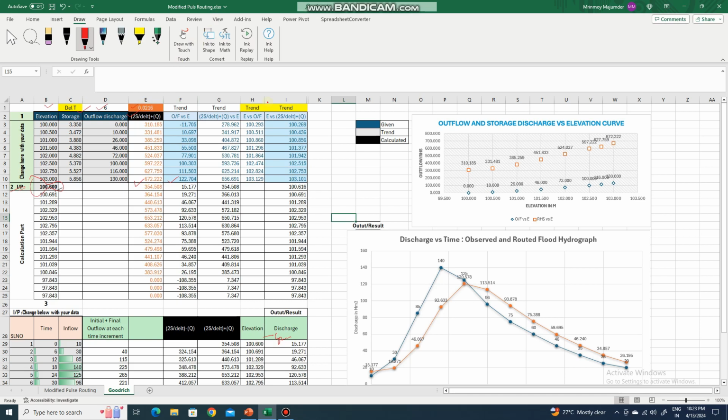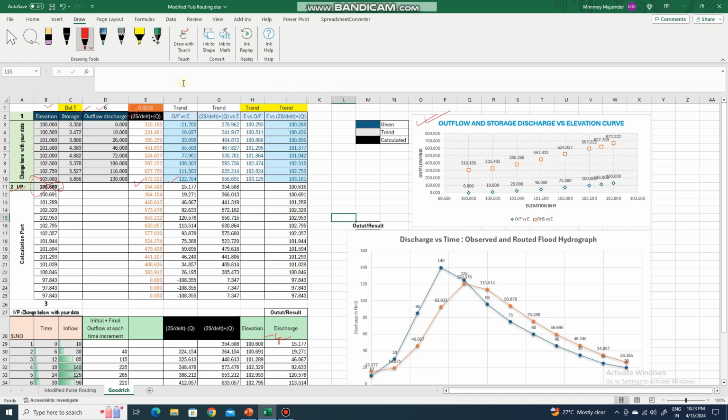And accordingly, with the help of outflow versus elevation, we have drawn this curve, correct? These I have also already discussed: elevation versus outflow, and then elevation versus 2S/Δt plus Q, and that 2S/Δt plus Q is also the RHS of that equation. This is already communicated with you.